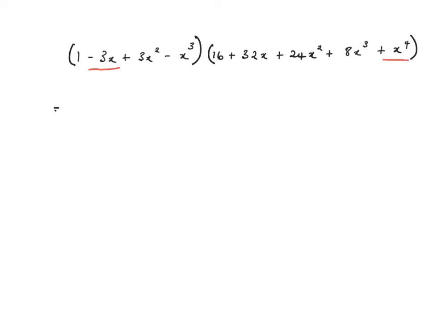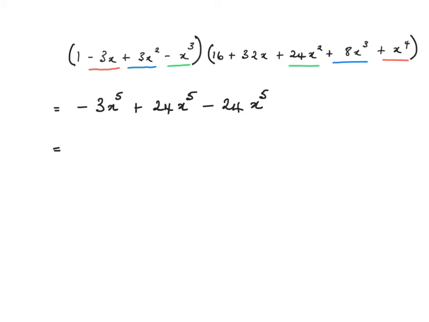So it's minus 3x times x to the power of 4, that's minus 3x to the power of 5. Now, an x squared term times an x cubed term will give me an x to the power of 5, so 3 times 8 is 24. X cubed times x squared will give me x to the power of 5, so it's minus 24x to the power of 5.